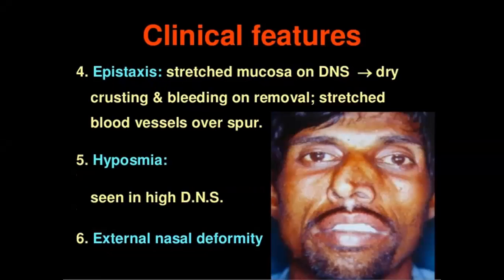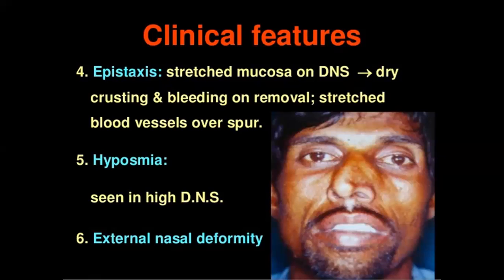Now, clinical features. What will be the finding? What will be the signs and symptoms? Due to scratching of the mucosa on the DNS, there will be crusting, and due to removing of the crusting, there can be bleeding. Blood vessels over here get ruptured and can cause epistaxis. Then hyposmia. Hyposmia is when the sensation of smell is less than normal. If it is totally lost, we call it anosmia. If it is partially lost, we call it hyposmia.